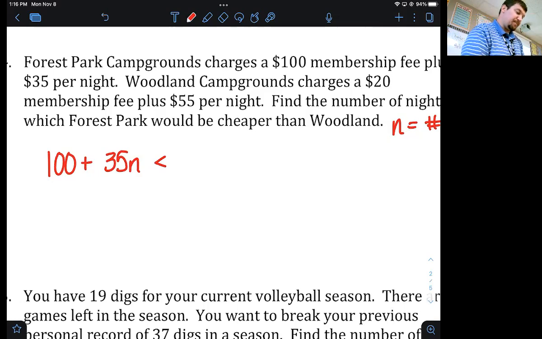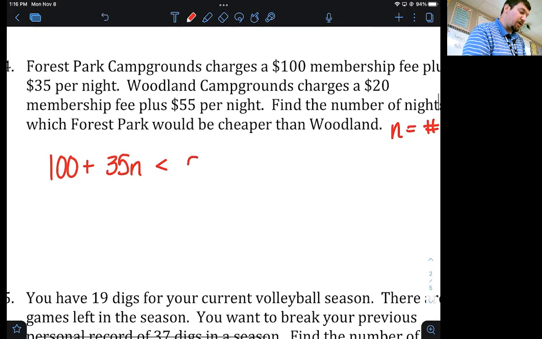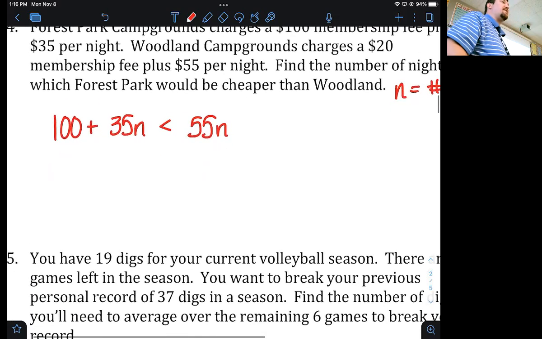And so I'm going to put the less than sign, and then Woodland Park is just no membership fee, but it is more expensive, $55 per night. And so I've got variables on both sides. And so when I have variables on both sides, I move the variable terms around first.